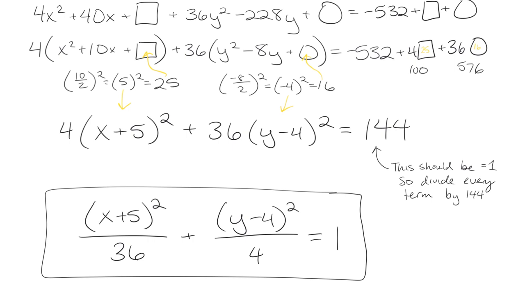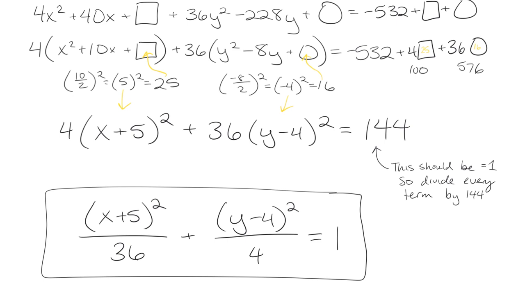Yeah. So since this should be a 1, ellipses are always equal to 1. What do we have to divide everything by? 144. 4 over 144 is 1 over 36. 36 over 144 is 1 over 4. And 144 over 144 is 1.